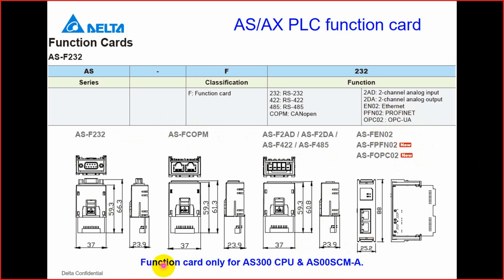Okay, and just want to remind, function card only for AS300 CPU. So if you buy AS200 PLC, basically, if you did not order an extra SCM module, you cannot add on. I mean, even if you buy the function card, you have no space to install the function card.